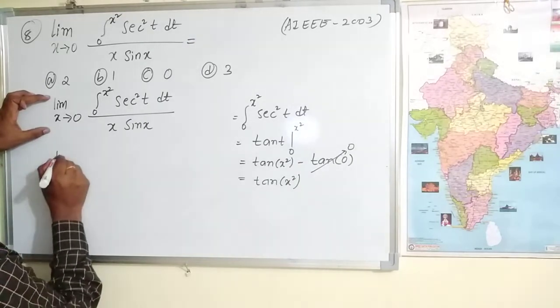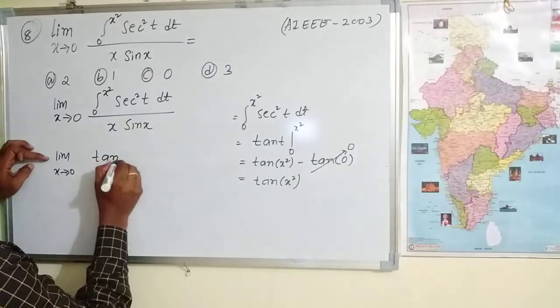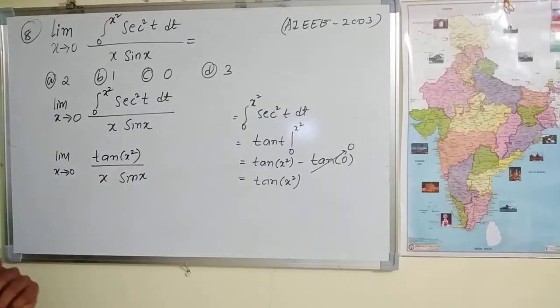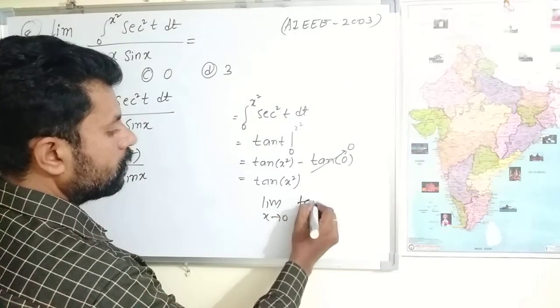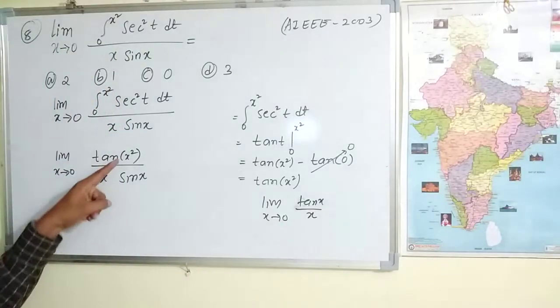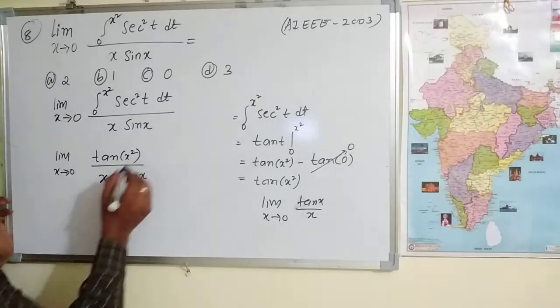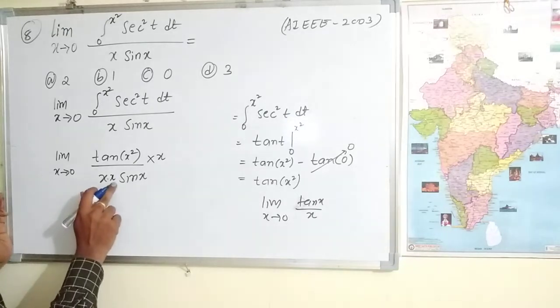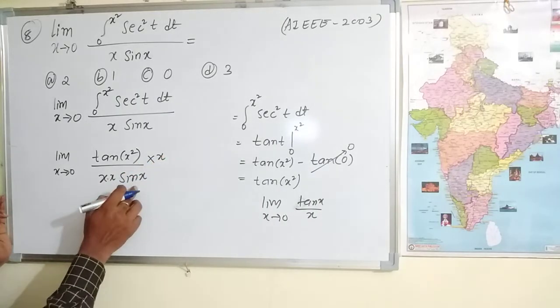Therefore, the given result becomes limit x tends to 0, tan of x square divided by x into sin x. Now convert this result into standard result form. Limit x tends to 0, tan x divided by x, but here we have x square. So convert the denominator x into x square form. That's why we multiply and divide by x. Here we get x into x square, tan of x square divided by x square, and the remaining part can be written as x by sin x.